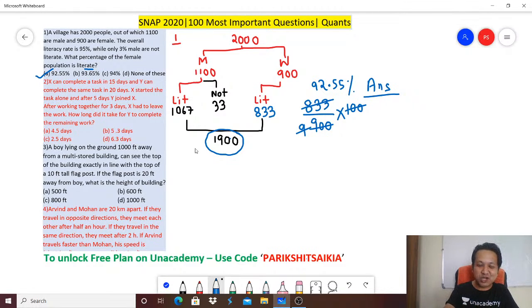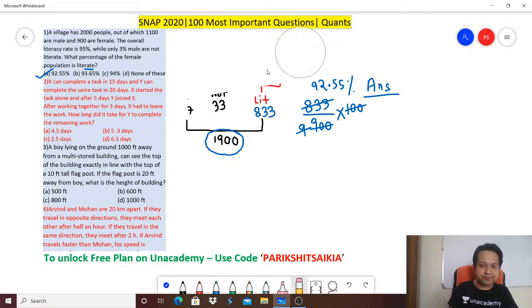Let's take up question number 2. Again, this was from a previous year SNAP paper. This question has appeared multiple times in the SNAP. Only the numbers have changed. The question is exactly the same. Let's look at question number 2.